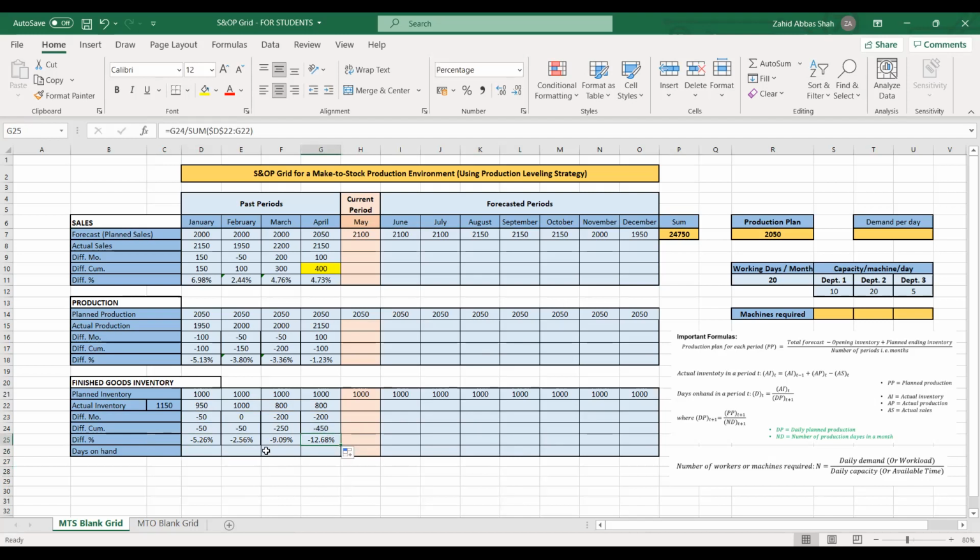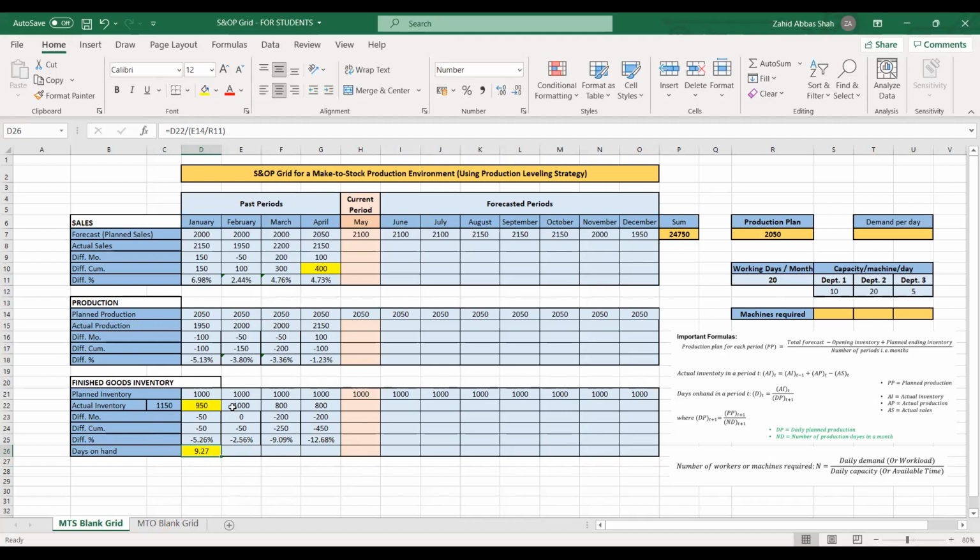Now this inventory in each period can be converted in terms of inventory in terms of number of days. For example, this actual inventory of 950 at the end of January is worth how many days of planned production for February. So this will be equal to this inventory, actual inventory in that period divided by daily planned production for February. Monthly planned production for February is 2050 and we are having 20 working days. So that is a daily planned production. So monthly planned production divided by number of days. So this inventory of 950 at the end of January is worth 9.27 days of planned production for February.